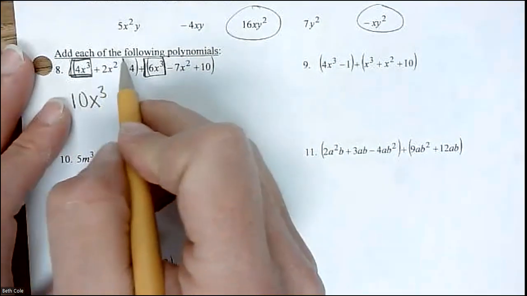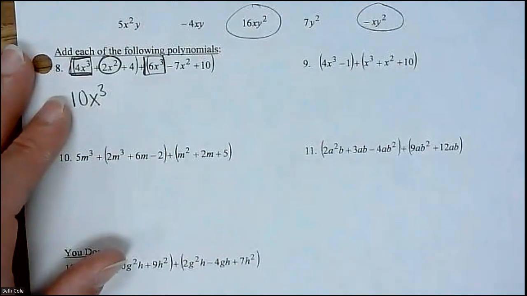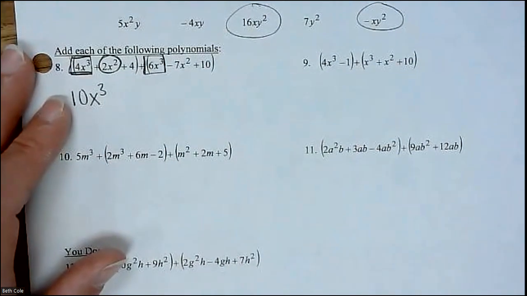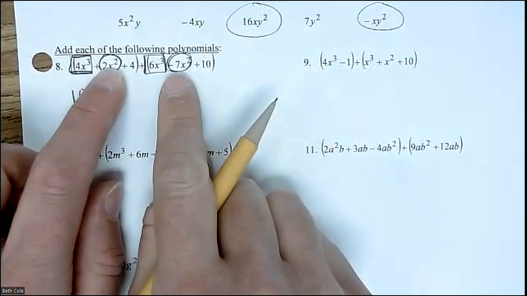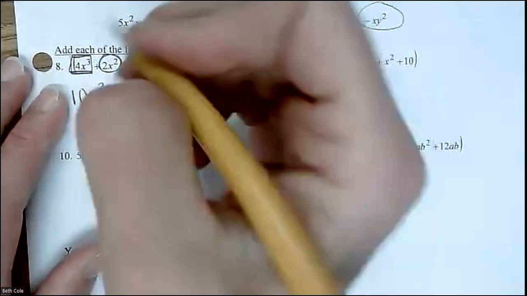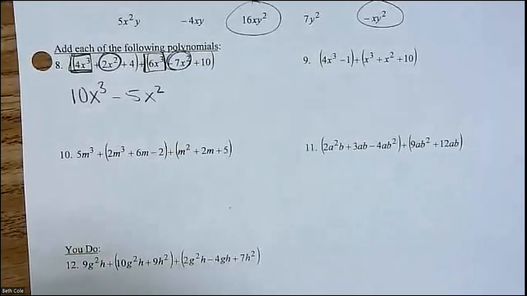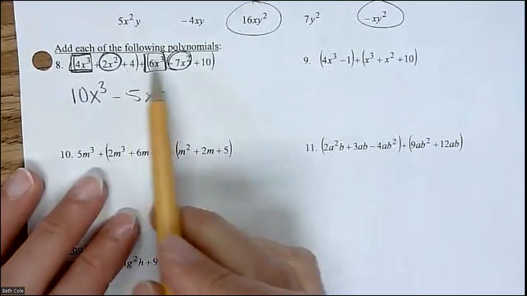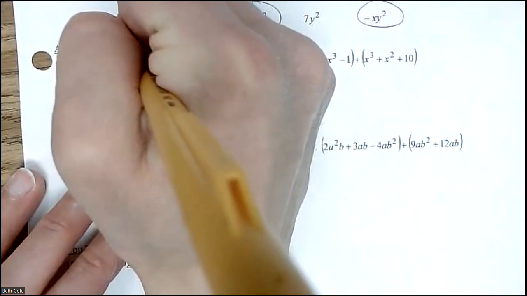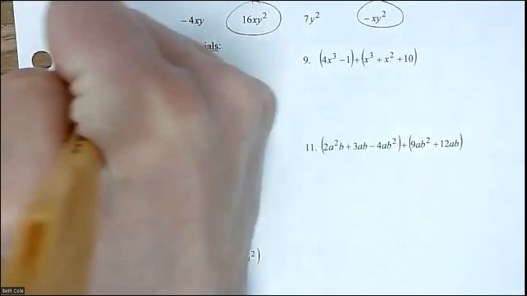So then look at the next one. We have a 2x squared. I'm going to put a circle around that. Do you see another x squared? -7x squared. So 2 minus 7 will be -5x squared. And then lastly, we have just the numbers. I'm going to put a triangle around that. We have 4 plus 10, which would be 14.